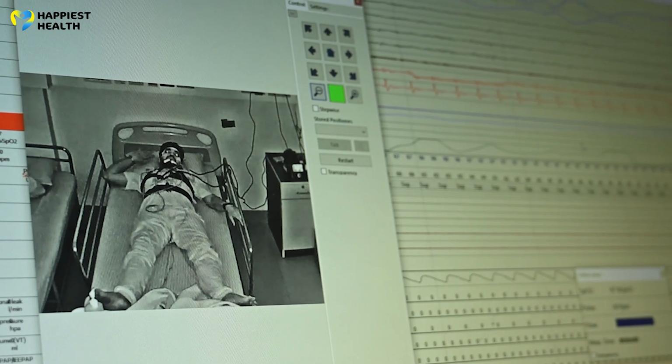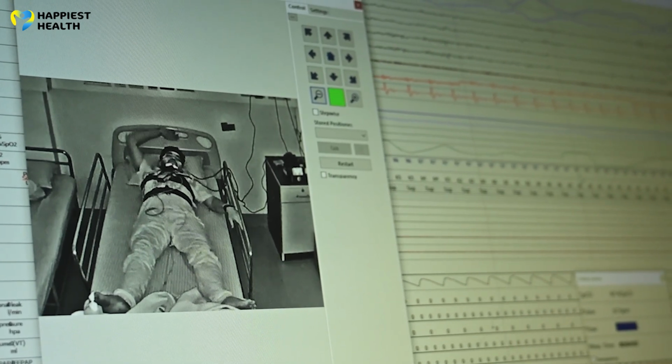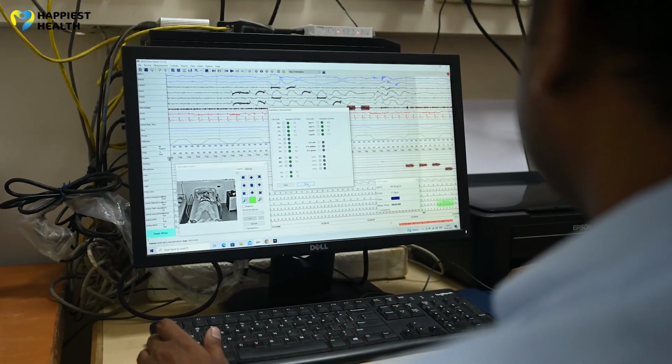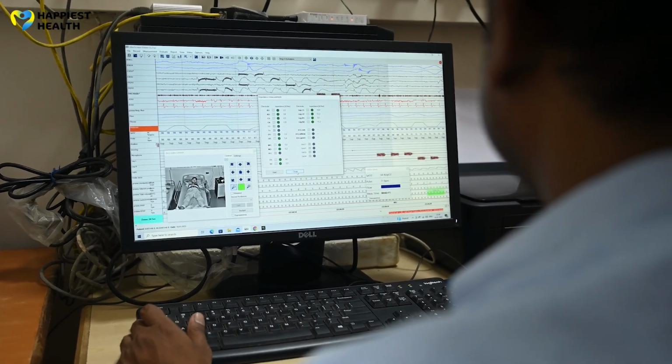So are there unusual movements? We may have an infrared camera looking at the subject, which will tell me whether the subject is talking during sleep, whether the subject has got up from the bed and is moving around, or whether the subject has had, for example, seizure activity during sleep.